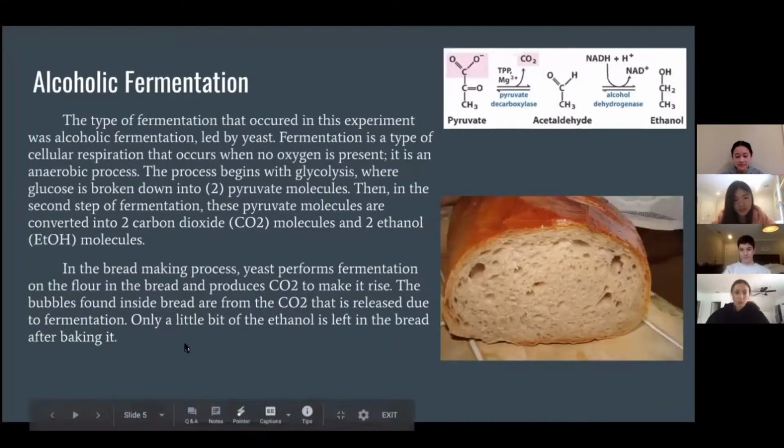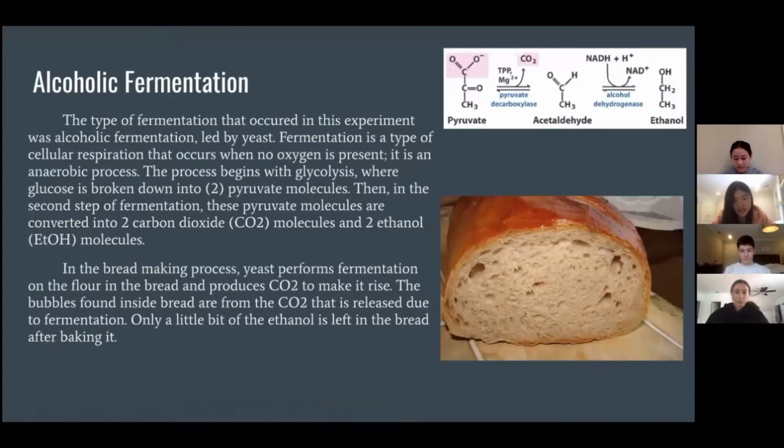The type of fermentation that occurred in this experiment was alcoholic fermentation, led by yeast. Like Anthony said, this is a type of cellular respiration that is anaerobic, meaning that no oxygen has to be present. It first starts with glycolysis, where glucose is broken down into two pyruvate molecules. And the second step is where these pyruvate molecules are converted into 2 carbon dioxide and 2 ethanol.